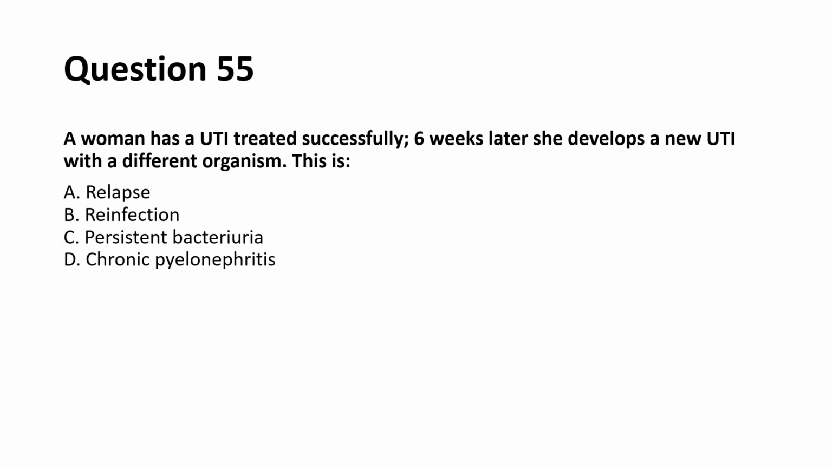A woman has a urinary tract infection treated successfully. 6 weeks later, she develops a new UTI with a different organism. This is relapse, reinfection, persistent bacteriuria, chronic pyelonephritis. The correct option is reinfection.